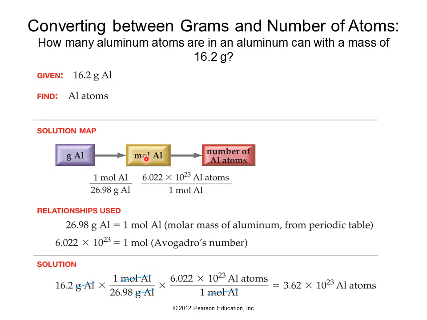This shows the central importance of moles. So here's the relationship for conversion. 26.98 grams of aluminum is 1 mole from the periodic table. 6.022 times 10 to the 23 is equal to 1 mole. That's Avogadro's number. So the setup is what you're given, 16.2 grams of aluminum. First conversion. The second conversion, 3.62 times 10 to the 23 aluminum atoms in that aluminum can. Verify that you can get this result with your calculator.